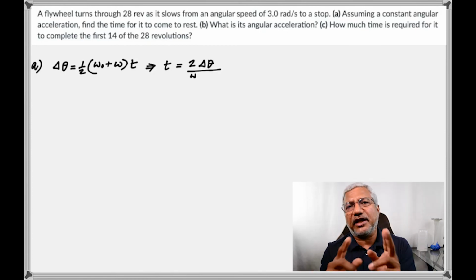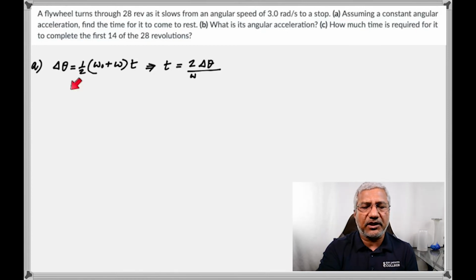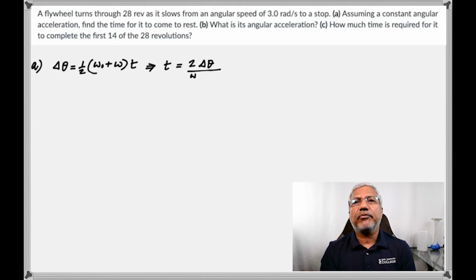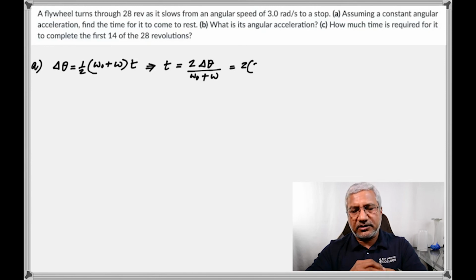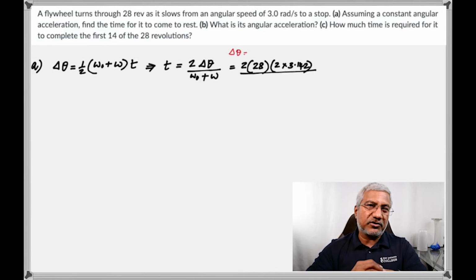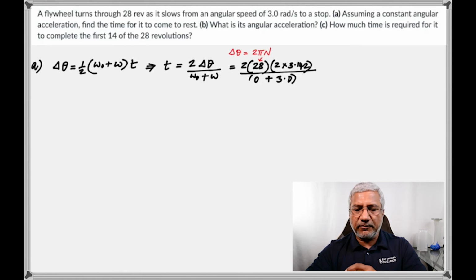Now you know to take the average, you add those two, divide by 2. That's why you have that 1 by 2. Okay? And rearrange that to make t the subject. And then theta, remember, is 28 times 2 pi. So pi is 3.142. And yeah, I've written that there just to remind you how we get it. Divided by omega naught plus omega. And that gives 117.3 seconds.